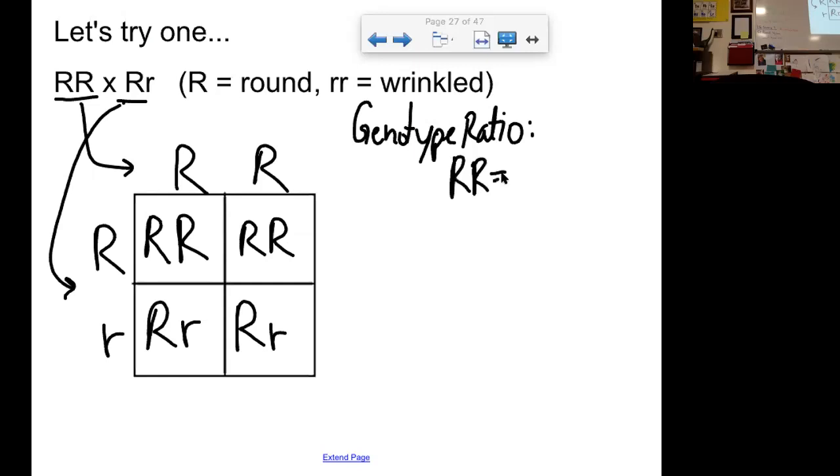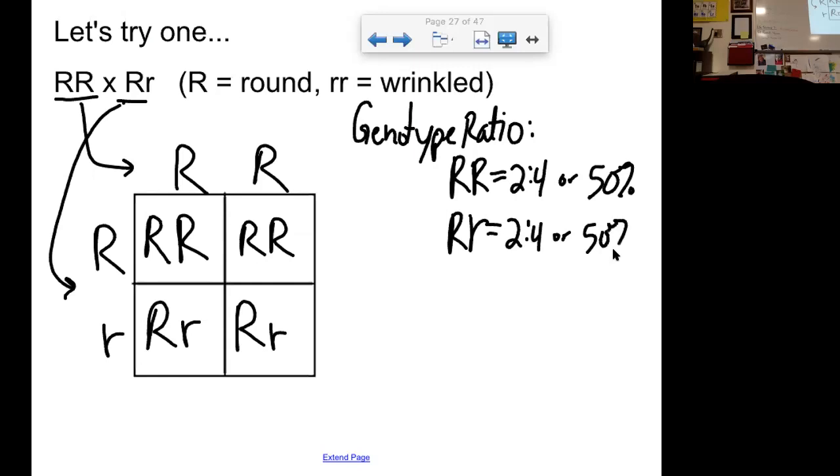So we have big R. How many big R squares are there? 2 out of 4, or 50%. The other combination, big R, little r. Look at your Punnett square, say 2 out of 4, or 50%. Let's take a look at phenotype.